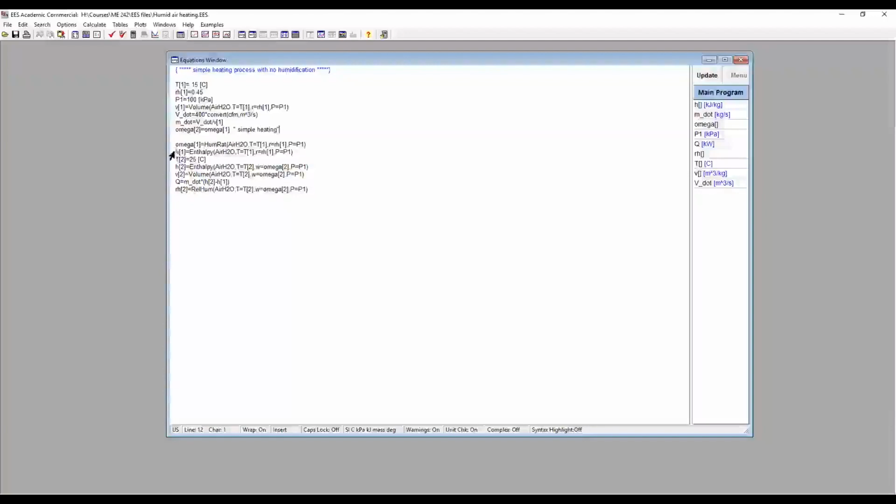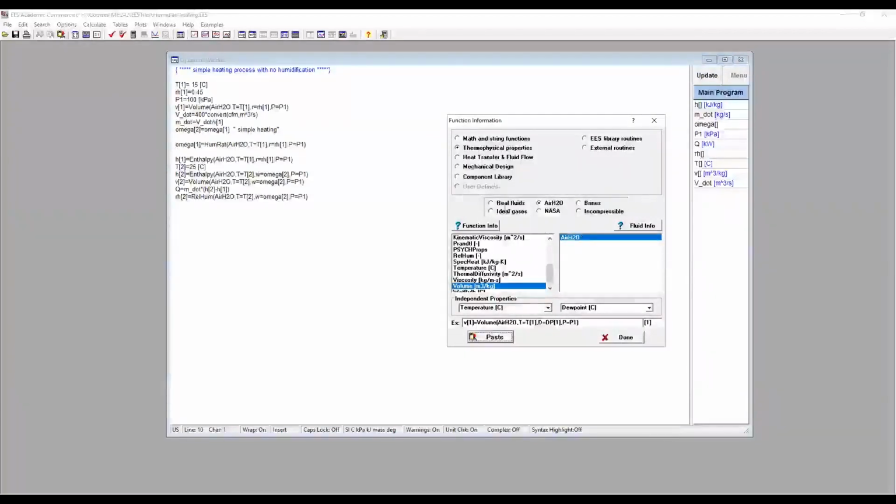So now we need to call omega 1. Again, go to function info. You don't need to change anything: thermophysical properties, air H2O. And here, this is the property you're trying to call, humidity ratio, OMEGA. Click on humidity ratio, and we have temperature and relative humidity. Keep this as index 1, bracket 1, and click paste. You get this equation.